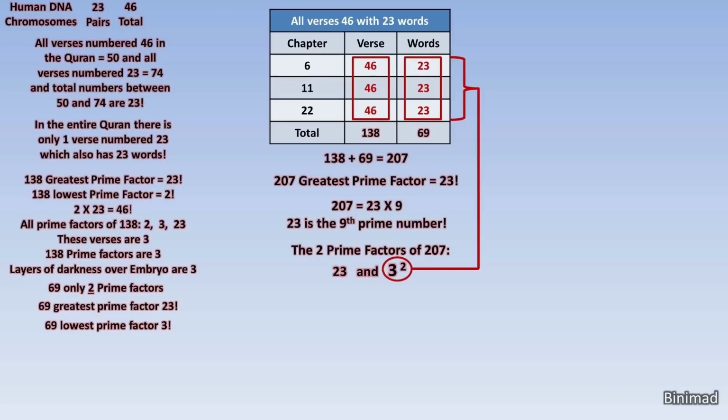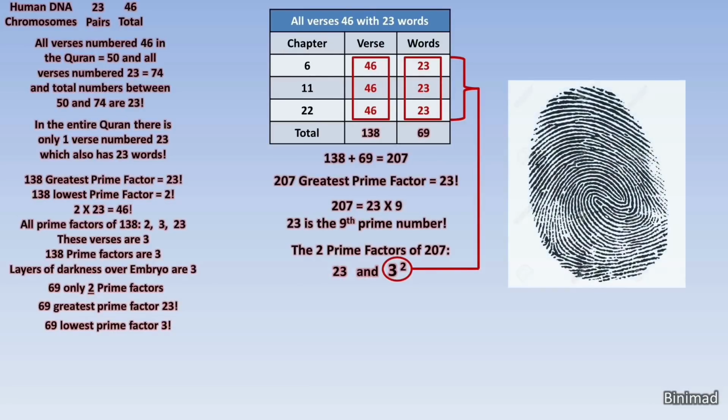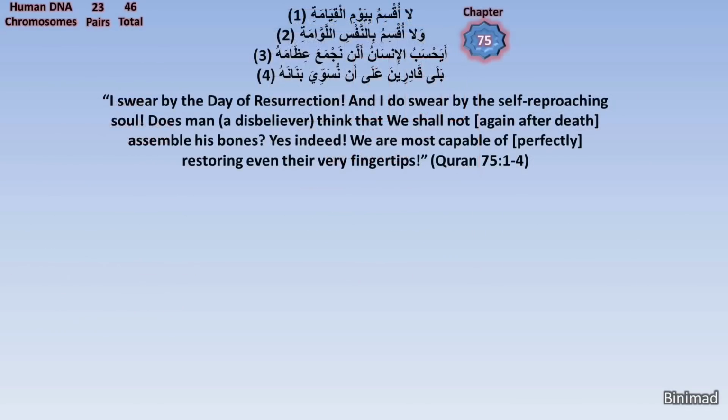So having been created, the child has 4 limbs and on each 5 fingers. The uniqueness of human fingertips is well established now, and investigators use fingerprints to help them find criminals. It is this uniqueness which Allah addresses in the Quran and says, I swear by the day of resurrection, and I do swear by the self-reproaching soul. Does man, a disbeliever, think that we shall not, again after death, assemble his bones? Yes, indeed, we are most capable of perfectly restoring even their very fingertips.